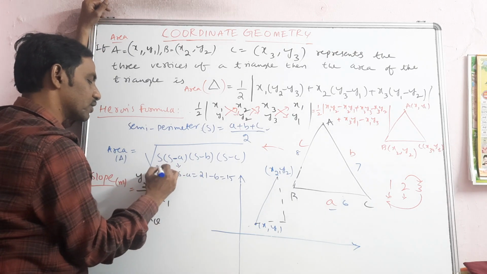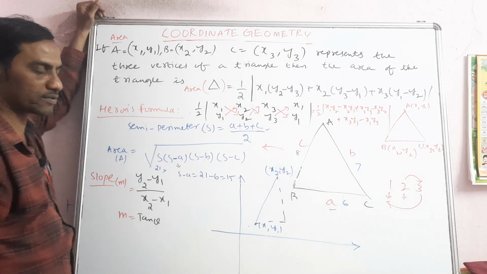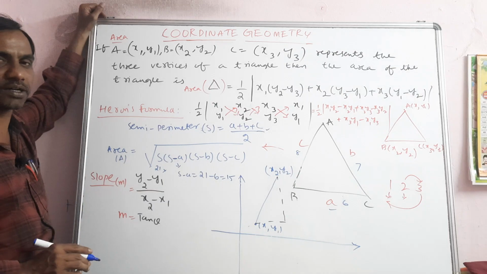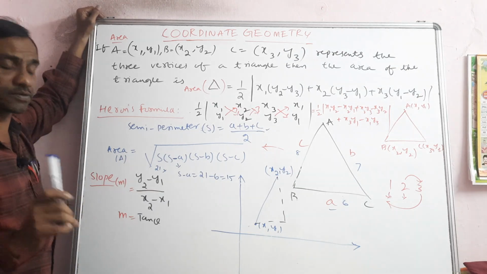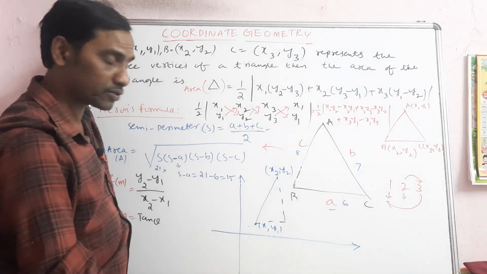So S is 21. Like that you have to take the values and get the answer. In that way you can get the area of the triangle by Heron's formula. Means we are finding it by using Heron's formula.